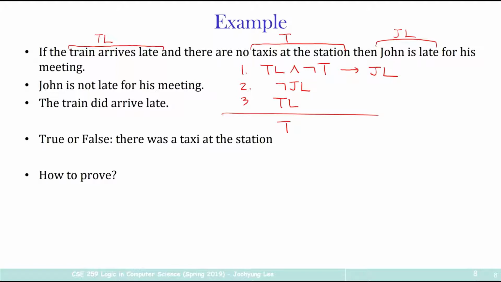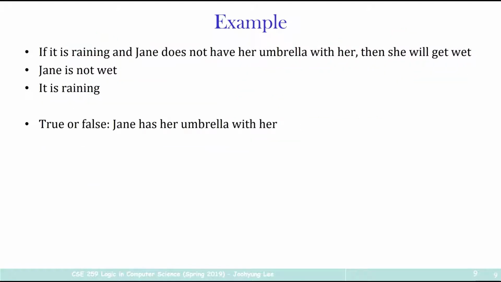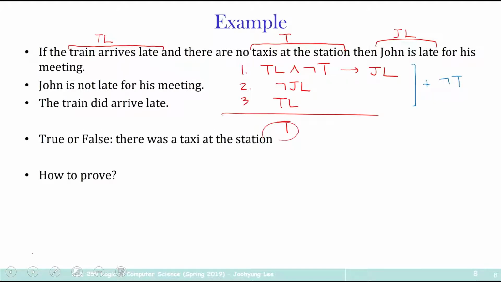So there are actually a few different ways to prove it. One way is so-called proof by contradiction. We will go over the detail later, but basically what it says is, we don't know whether there was a taxi at the station, but let's try to assume this is false and see what happens. So instead of this, let's assume this together with this one. For the sake of contradiction, we'll assume that there was no taxi at the station.